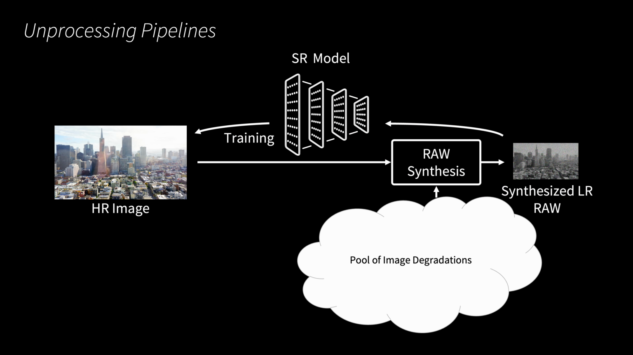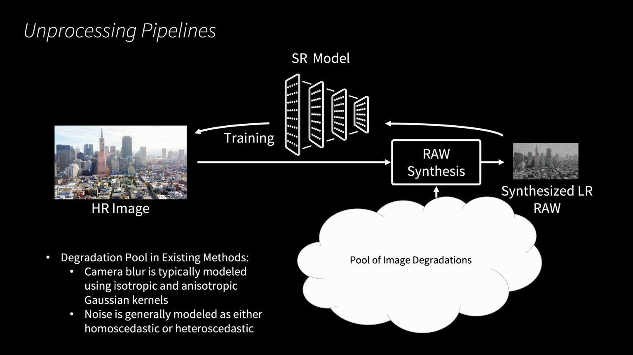Therefore, unprocessing pipelines have been developed to reverse the imaging degradations and camera system processing steps to generate paired training data. The existing unprocessing pipelines, however, rely on isotropic and anisotropic Gaussian approximations of camera superres kernels, which are not necessarily representative of real-world degradations, and thus introduce a domain gap between real and synthesized RAW.